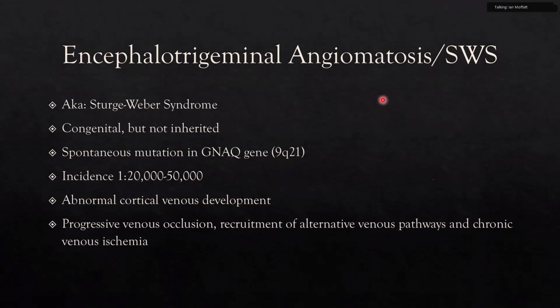Sturge-Weber syndrome or encephalotrigeminal angiomatosis. This is a congenital but not inherited syndrome due to a spontaneous mutation in the GNAQ gene on chromosome 9. Incidence is about 1 in 20 to 50,000. And basically, it involves abnormal cortical venous development. You get progressive venous occlusion, recruitment of alternative venous pathways, and chronic venous ischemia.